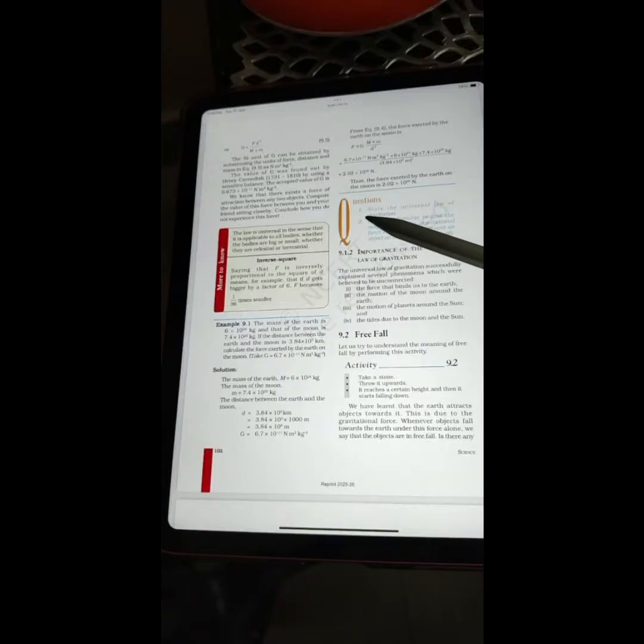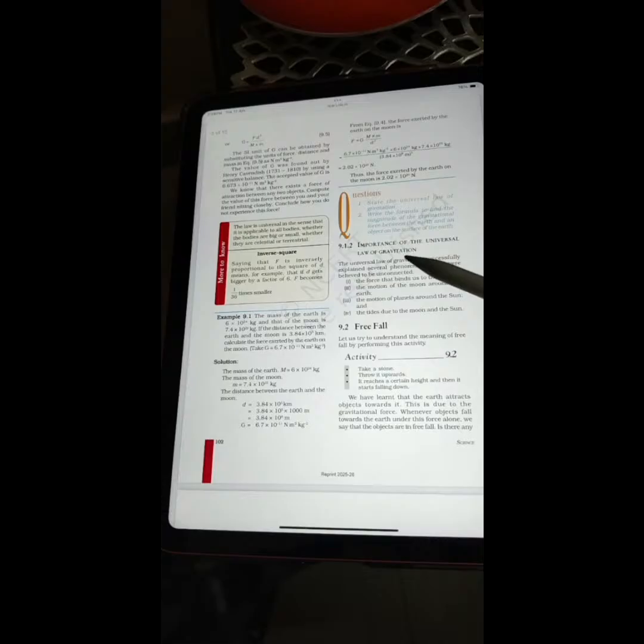Questions. Question number 1. State the universal law of gravitation. 2. Write the formula to find the magnitude of the gravitational force between the earth and an object on the surface of the earth. 9.1.2. Importance of the universal law of gravitation. The universal law of gravitation successfully explains several phenomena which were believed to be unconnected. So one was the force that binds us to the earth, the motion of the moon around the earth, the motion of planets around the sun, and the tides due to the moon and the sun.